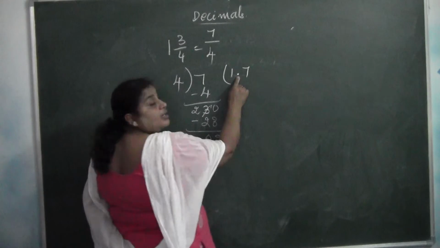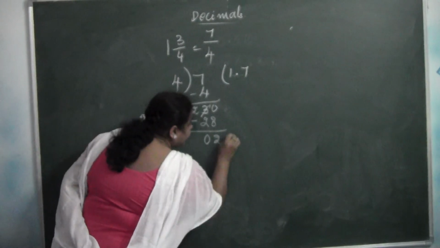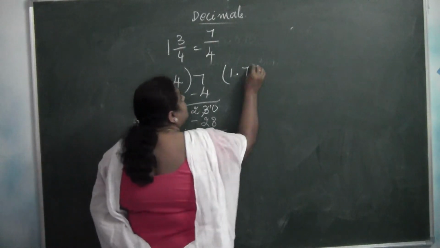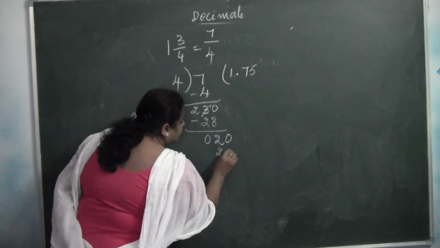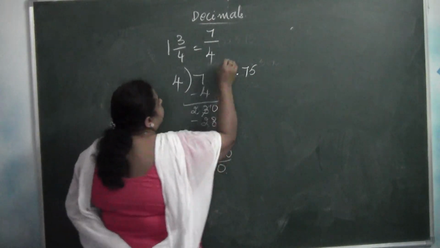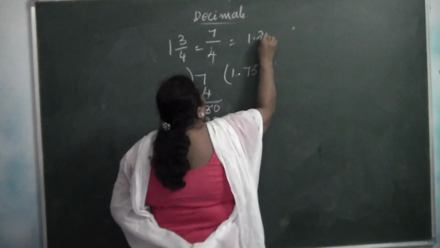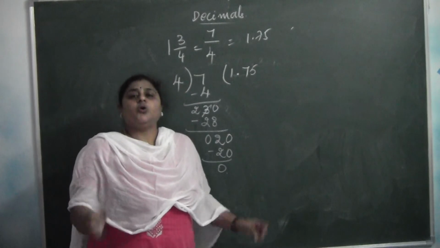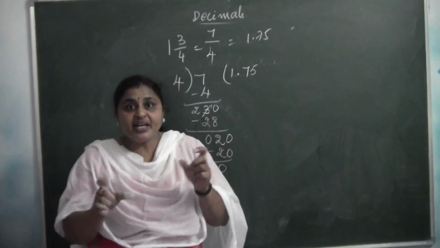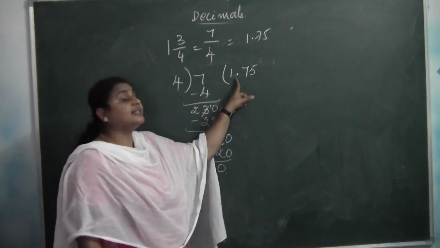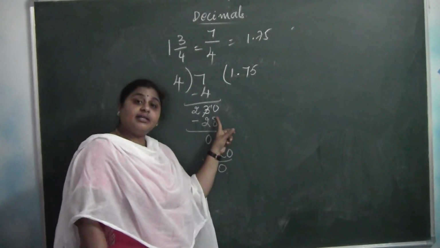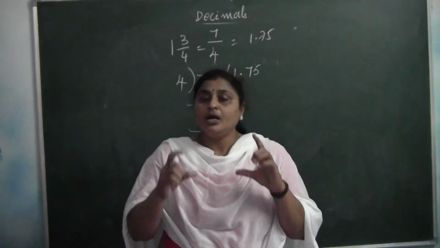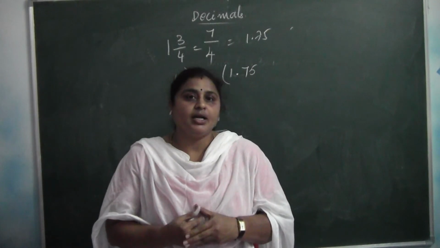Already we have written the decimal over here. Again I am writing a 0 over here. So 2 changes to 20. 4 5s are 20. So what is our answer? 1.75. Isn't it very simple? You only need to be very careful in placing the decimal and in adding the 0. So this is how you convert a fraction into a decimal.